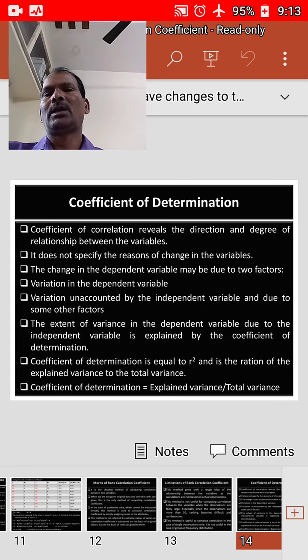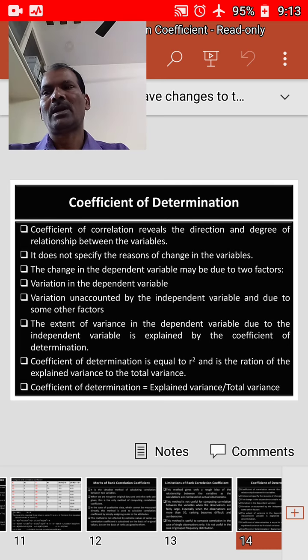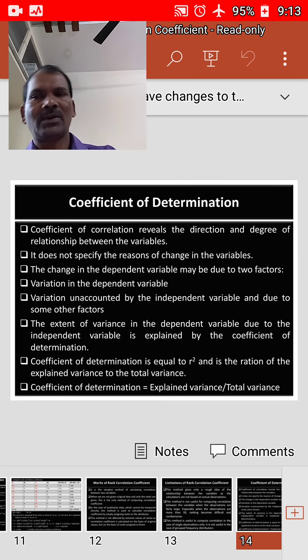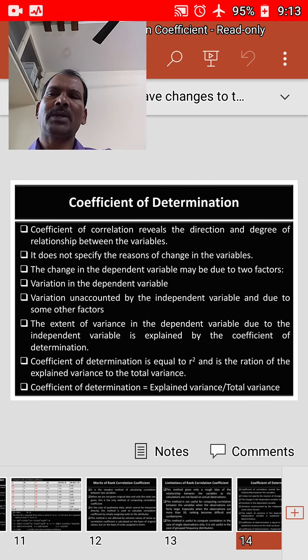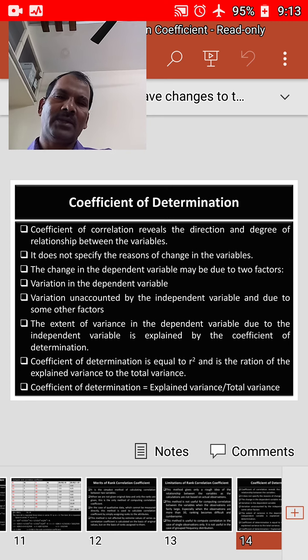Now we will see the coefficient of determination. The coefficient of correlation reveals the direction and degree of relationship between the variables. It does not specify the reason for change in the variables. The change in the dependent variable may be due to two factors: one is variation in the independent variable, and the second is variation unaccounted for by the independent variable and due to some other factor. The extent of variance in the dependent variable due to the independent variable is explained by the coefficient of determination.